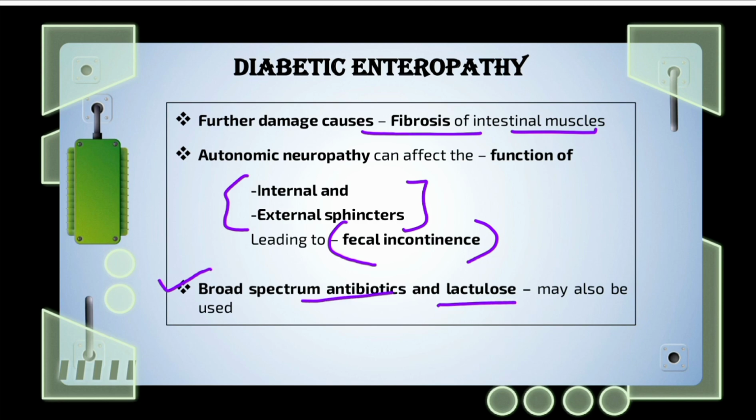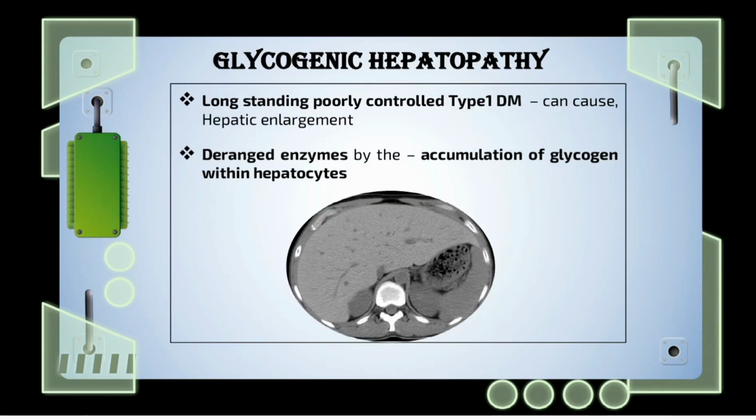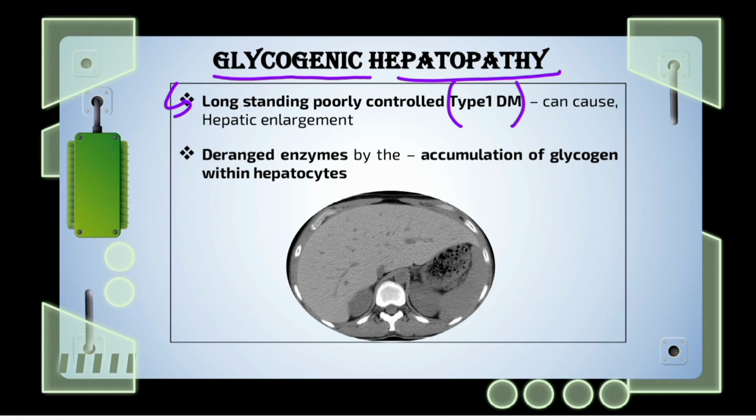There is another condition which is common in patients with diabetes, glycogenic hepatopathy, and this is common in long-standing poorly controlled type 1 diabetes. This leads to enlargement of the liver. Apart from that, glycogenic hepatopathy presents as deranged liver enzymes as well as accumulation of glycogen within the hepatocytes.